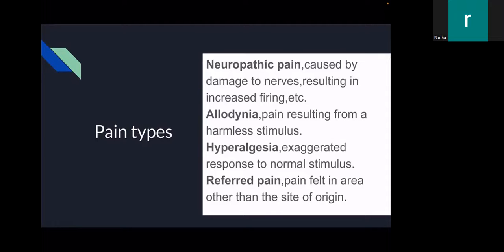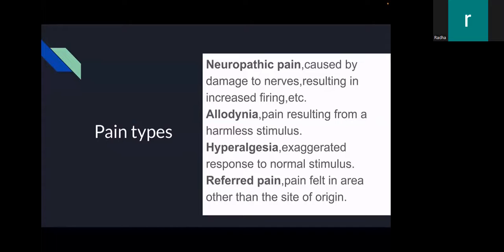Allodynia. What is allodynia? Allodynia means pain resulting from a harmless stimulus. See, this has to be clearly understood. Normally, this stimulus should not cause pain. A common example given is pain to touch. When there are people having neuropathic pain, this is a common complaint they will say. Their own touch to that area, for example, they have pain in the knee, their hand touching the knee or even clothes touching the site could trigger pain.